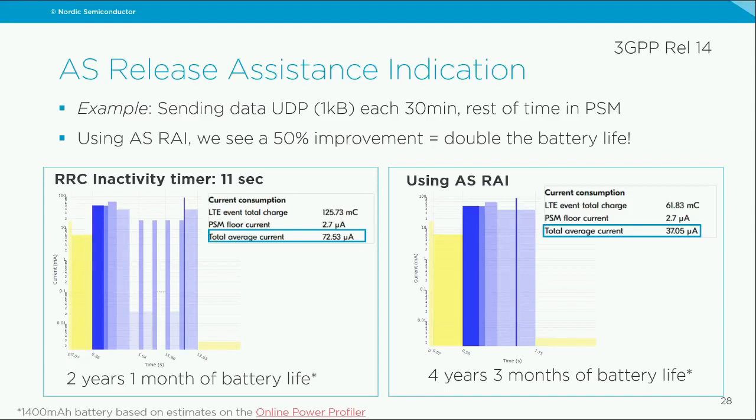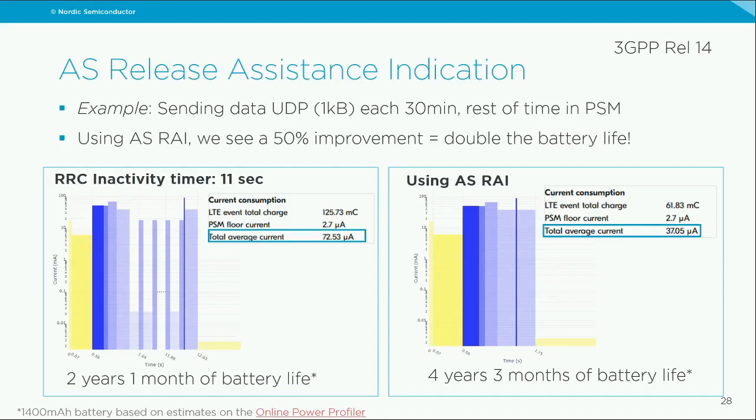And in this scenario we would have a total average current around 72.5 microamps. However, using the AES array support, you get around 37 microamps in total average current. So just looking at the battery life, you get 2 years and 1 month of battery life not using the feature, but 4 years and 3 months of battery life using this new feature.